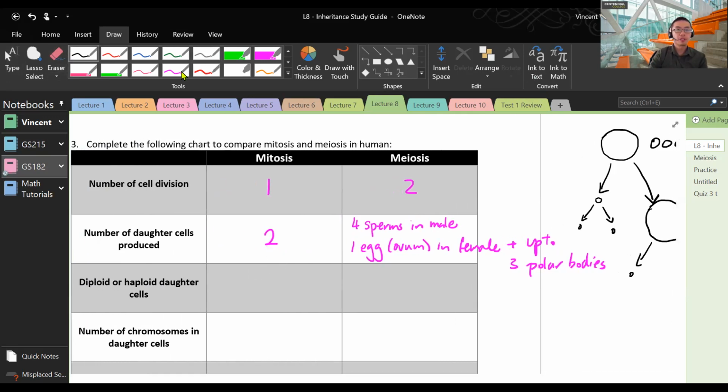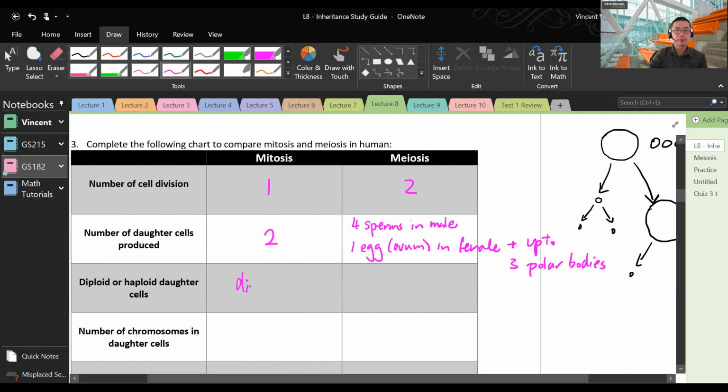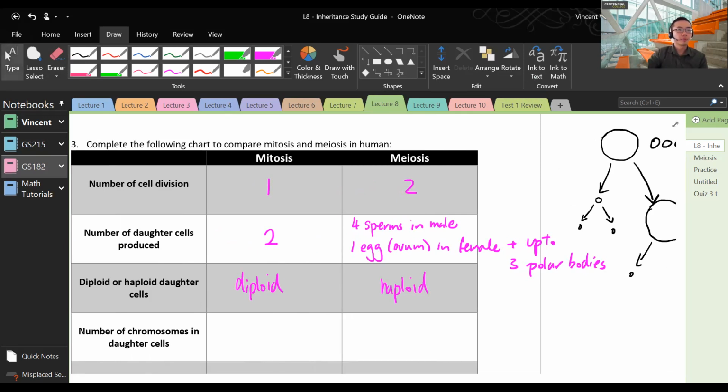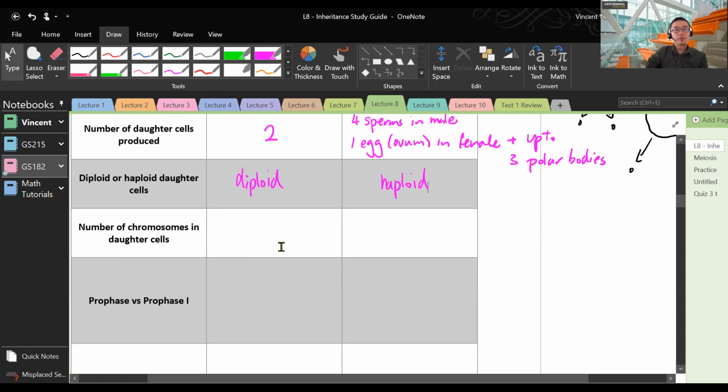Daughter cells for mitosis are going to be diploid, 2 sets. Haploid for meiosis. Number of chromosomes in daughter cells, 46. For meiosis, half of it, so 23.